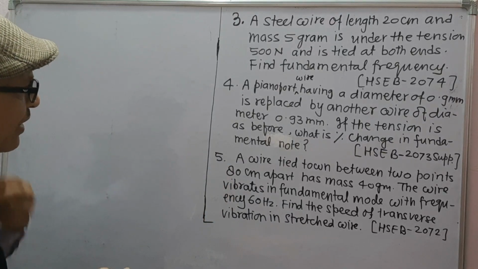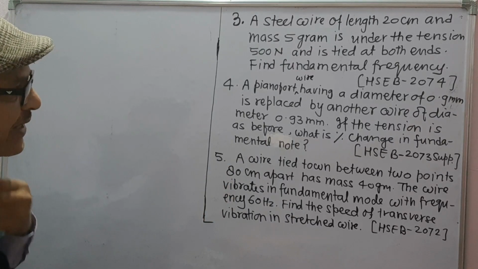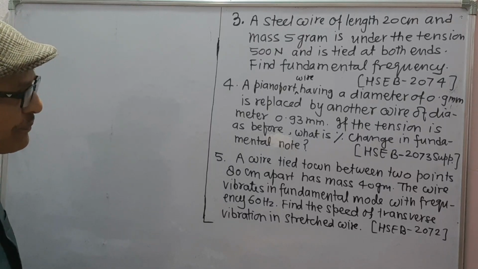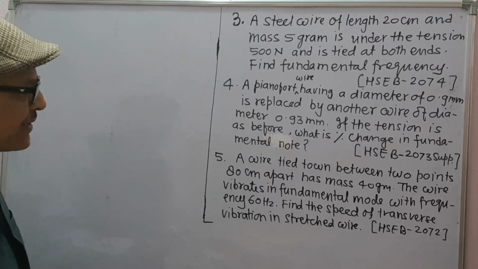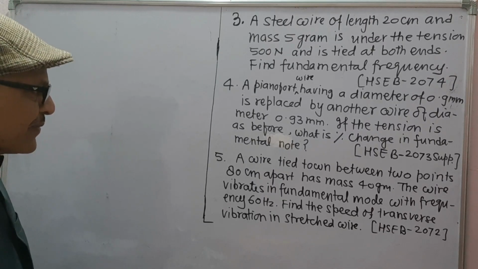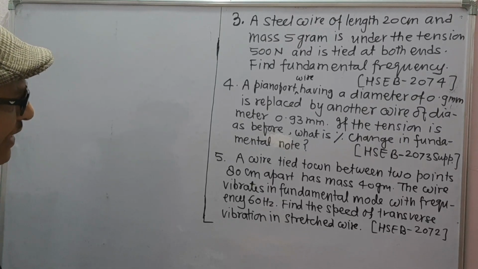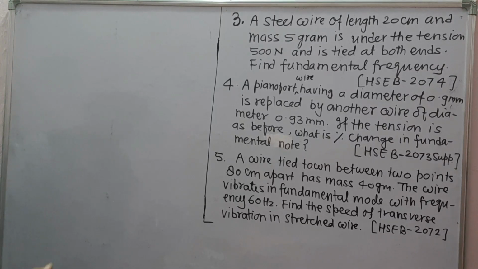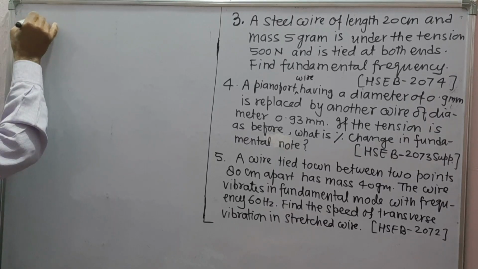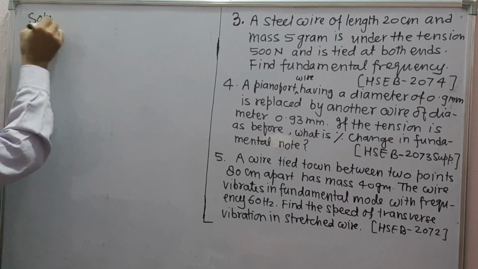Next, question number 4. A piano forte wire having a diameter of 0.9 millimeter is replaced by another wire of diameter 0.93 millimeter. If the tension is as before, what is the percentage change in fundamental frequency? Solution to question 4.